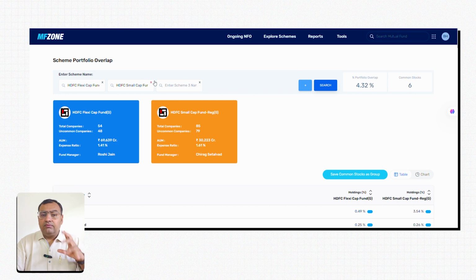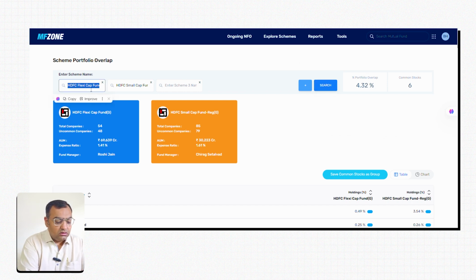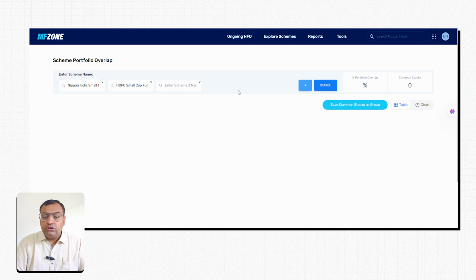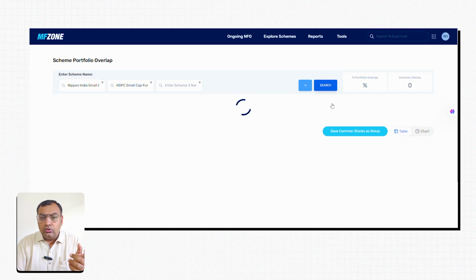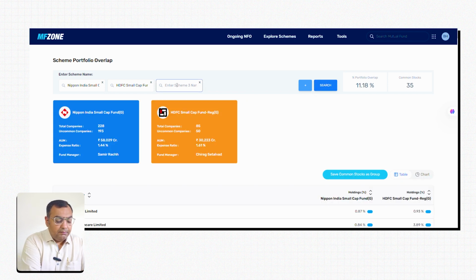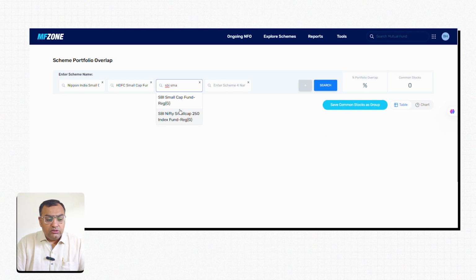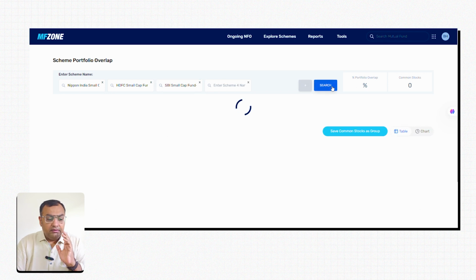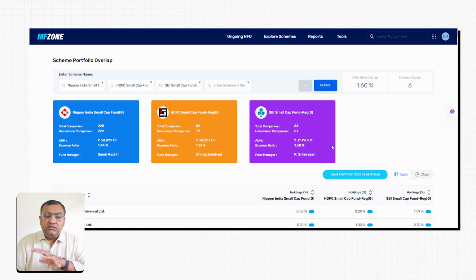If you already have a small cap and you want to look at another small cap fund, instead of Flexi Cap Fund, I'll go with, say, Nippon Small Cap Fund, and I compare Nippon Small Cap and HDFC Small Cap Fund. So if you are planning to invest into a small cap fund, you can look at all the stocks, or I can even compare SBI Small Cap Fund. Let's look at three funds over here. If you're planning to invest into these three, there are only six common stocks within these three. 228 stocks in Nippon, 222 are uncommon, 85 total companies, 63. Between these three, only 1.6% overlap is there.